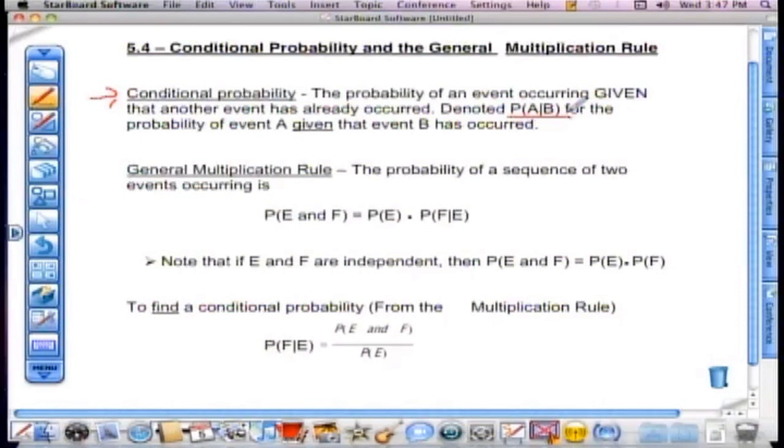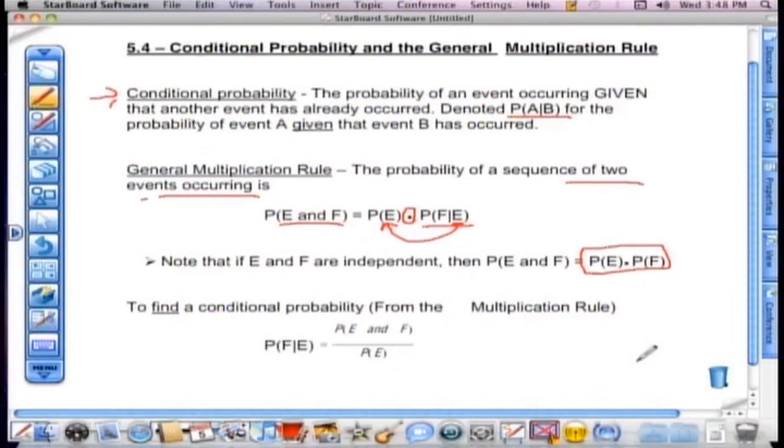So the general multiplication rule says that the probability of a sequence of any two events occurring, if you're looking for the probability of E and F, is found by multiplying the probabilities. The second probability you consider is the probability of F given that E has occurred. And if E and F are independent, then you're just back to where we've already come. Okay?